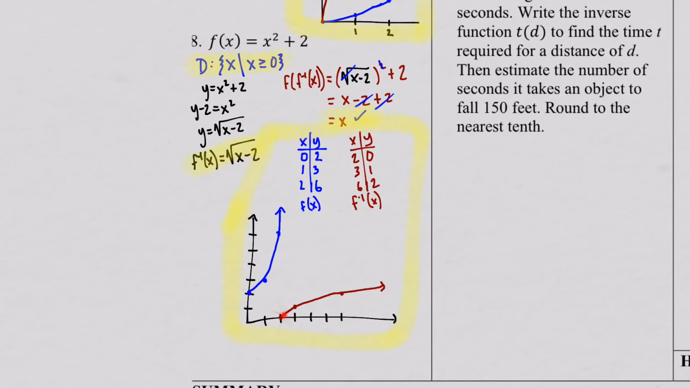And notice that in the inverse it is the exact opposite. The domain starts at 2 and goes to the right. X is greater than or equal to 2. The range starts at 0 and goes up. Notice how the domain and range once again are reversed with each other because they're inverses. Alright, let's go back to my side now.